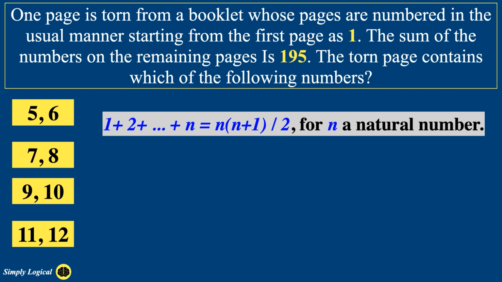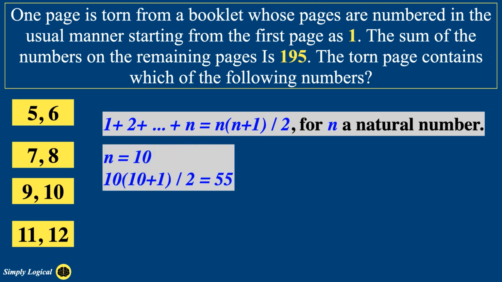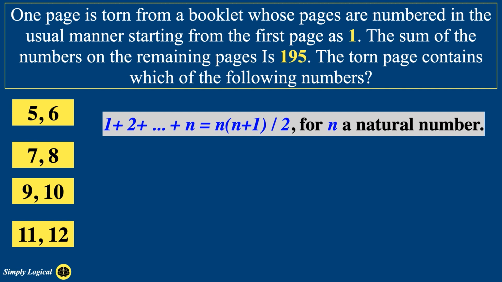For example, the sum of the first 10 natural numbers is calculated like this, that is 10 into 10 plus 1 divided by 2, which results in 55. In this case, n equals 10. Let's come back to the problem. Since page numbers are represented in the form of natural number series, without doubt, the sum of all page numbers including the torn page must be greater than 195. Now the task is to substitute values of n till we get the number which is greater than 195.